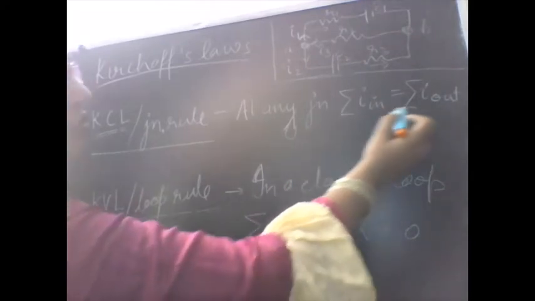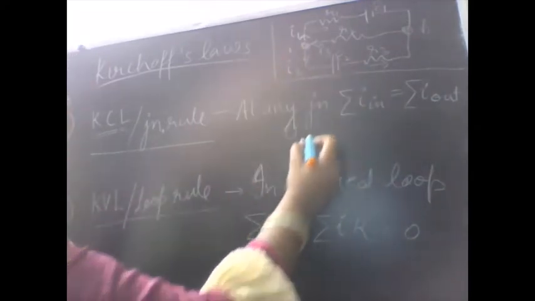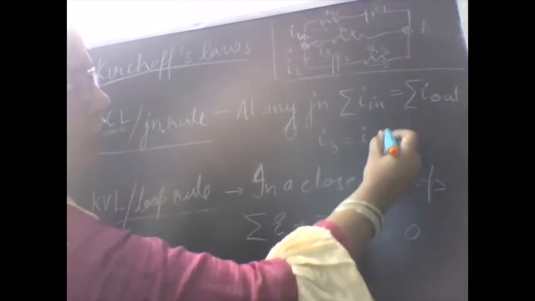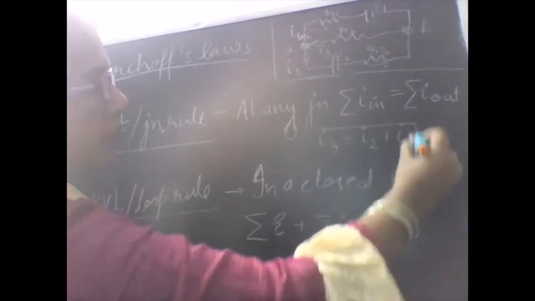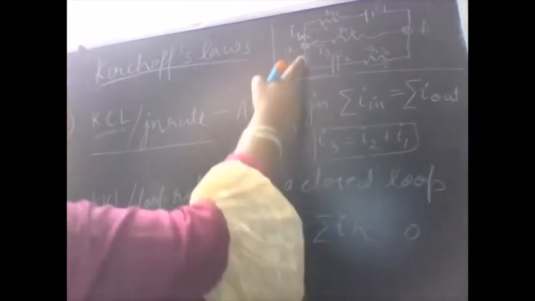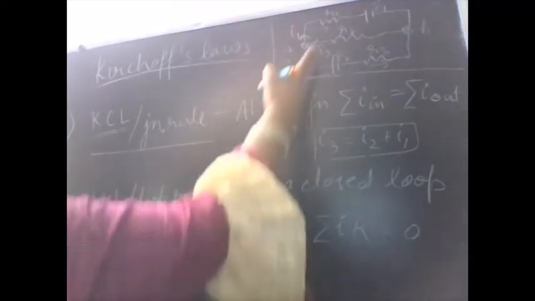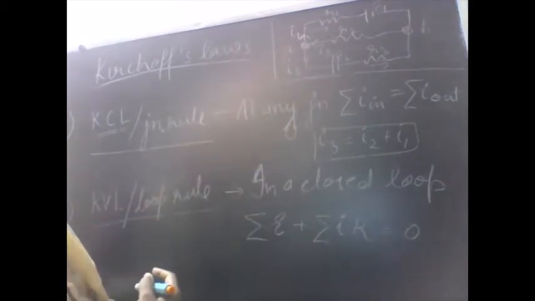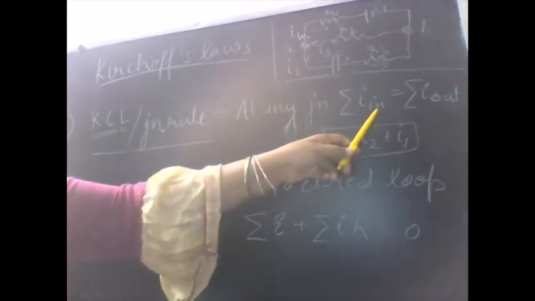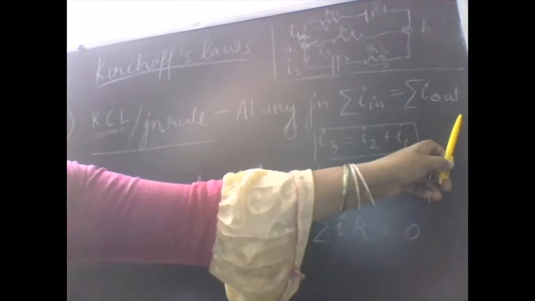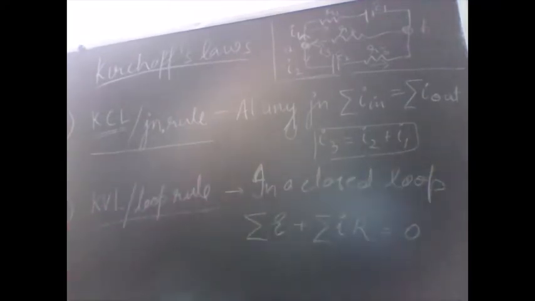So if I apply this junction rule to this point A, I'll say that I3 will be equal to I2 plus I1. I2 and I1 are exiting, moving away from the junction, and I3 is the current that is entering, moving towards the junction. So this is the junction rule: at any junction, the current going in is the same as the sum of all the currents going out of the junction.